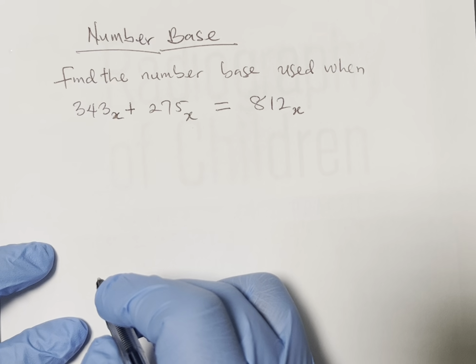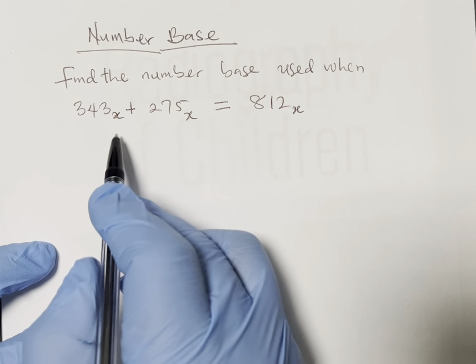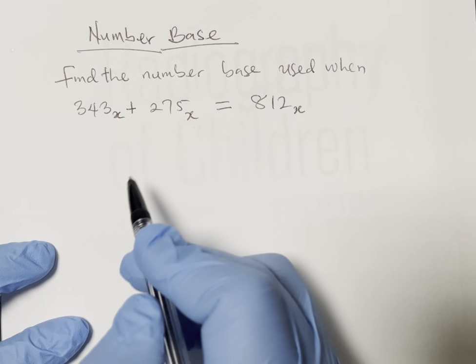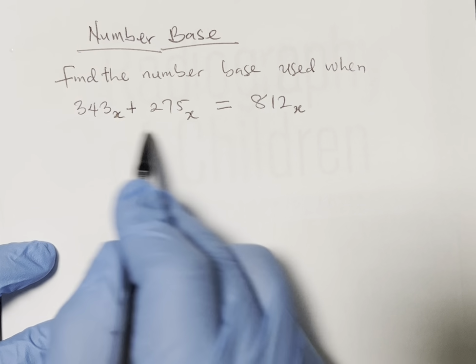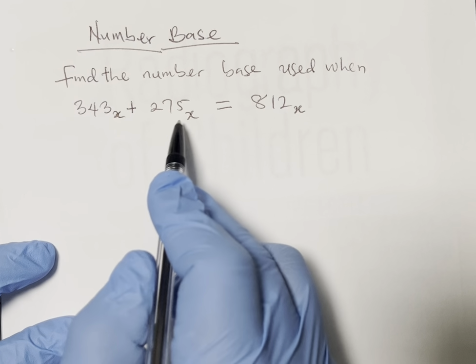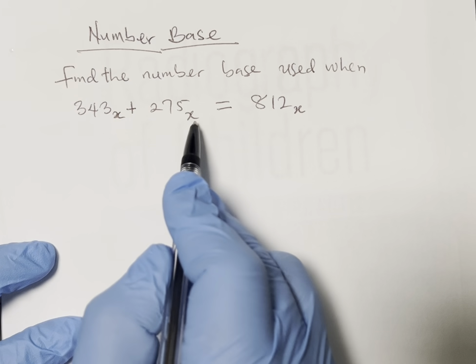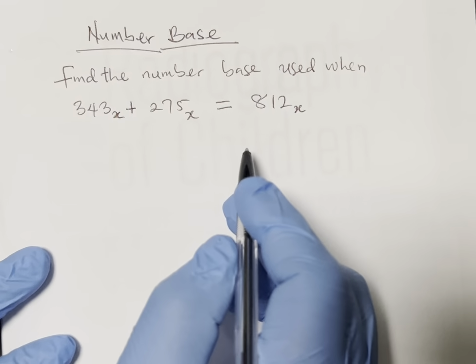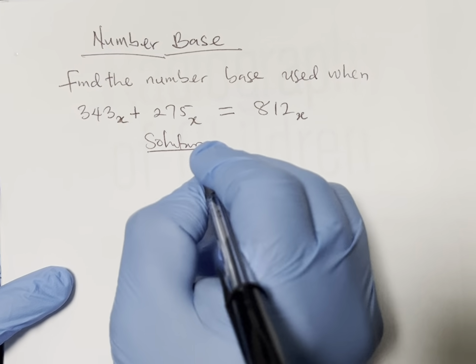So I'm going to start with this question that says find the number base used when 343 in base x plus 275 in base x is equal to 812 in base x. Remember, this x is the base, so it's not really 275x but 275 in base x, the same thing here, base x, the same thing here, base x. So what I need to do is to bring out the numbers individually.